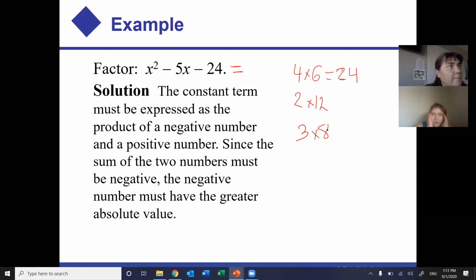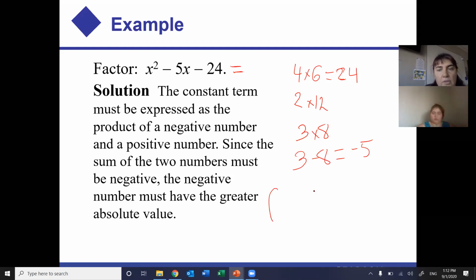Okay. Yeah, but it's 18, and no, 3 and 6 is 18. 3 times 6 is 18. Okay, so you got it. So which needs to be positive and which needs to be negative? Okay, so it's going to be 3 minus 8 equals minus 5. So the 8 is negative, 3 is positive.